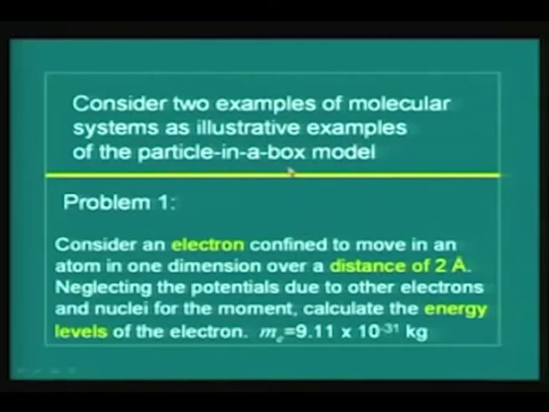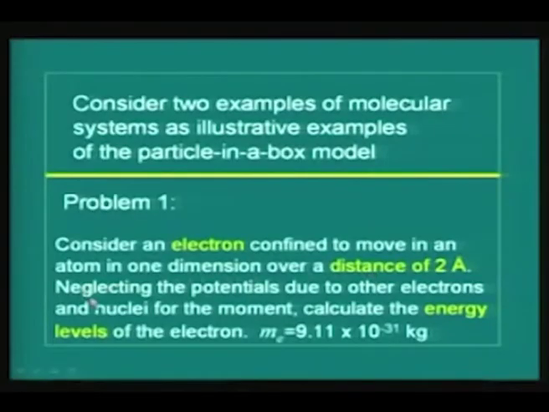The first problem: let us consider an electron confined to move in an atom in 1 dimension over a distance of 2 angstroms. Since it is constrained to move in 1 dimension over a distance of 2 angstroms, the interpretation is that the box length is 2 angstroms. Neglecting the potentials due to other electrons and nuclei for the moment, which is equivalent to saying that inside the box the particle is moving with no potential experienced by it.